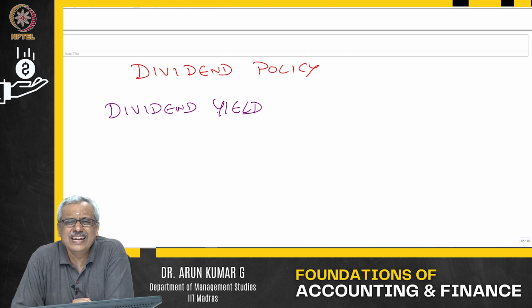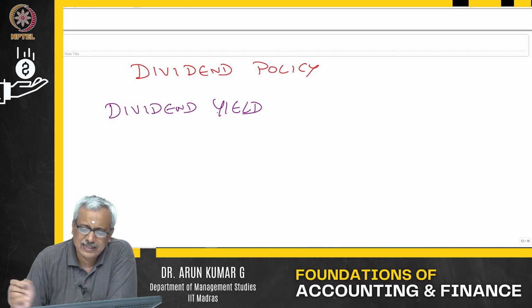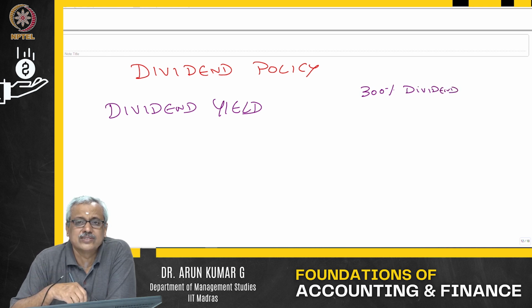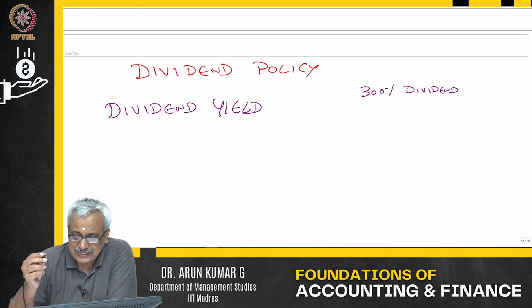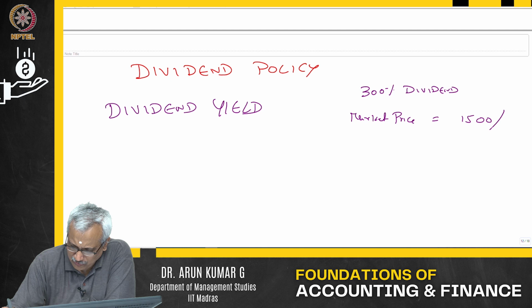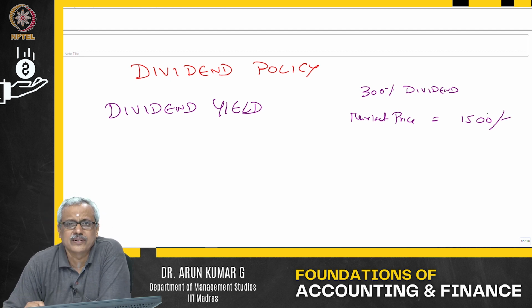Now, what is this dividend yield? What is yield? Let us look at the policy. First of all, let us understand what dividend is. A company says they are paying 300% dividend. Let us take the case of Infosys itself. The market price of Infosys is around 1500, 1545 or something. That is what I said in the last class.